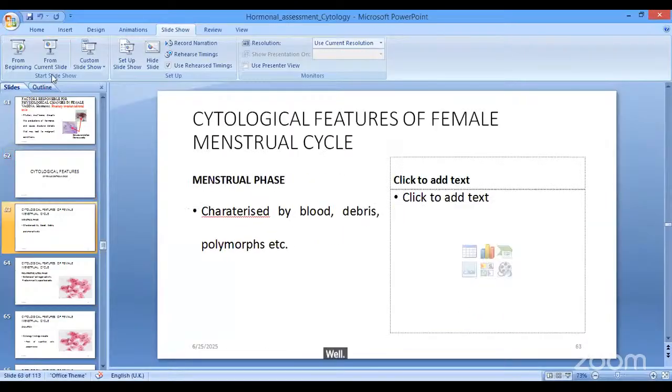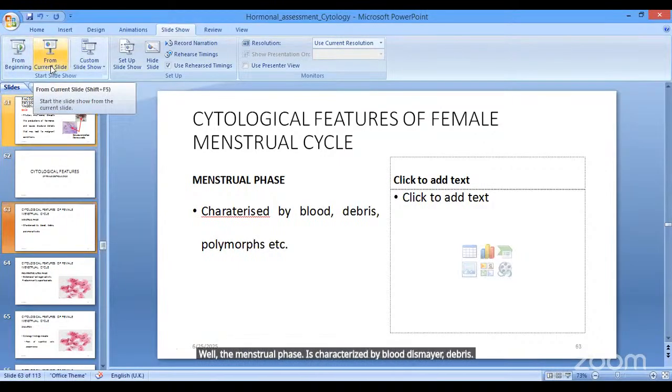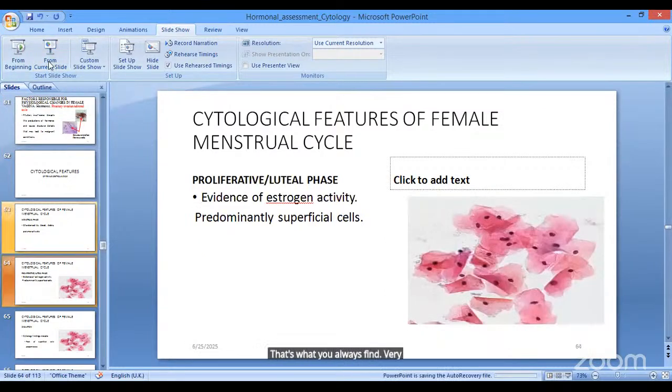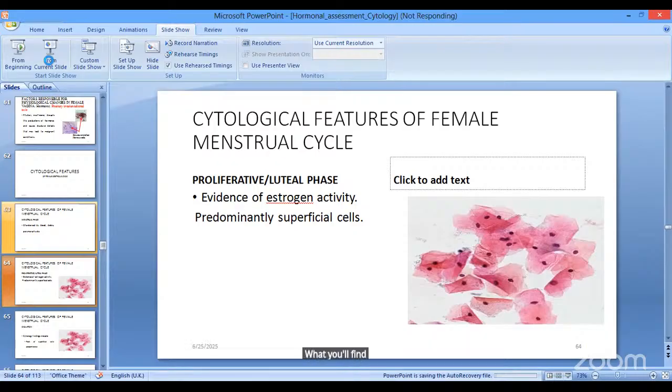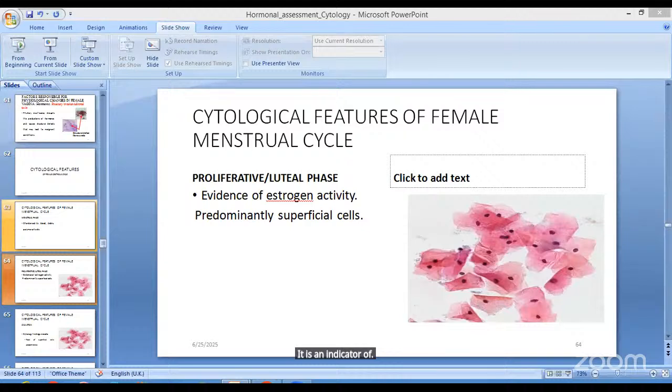Well, the menstrual phase is characterized by bloody smear, debris, polymorphs, dirty background. That's what you always find. Very dirty. The proliferative phase, which I always call the estrogen phase, is the evidence of estrogen activity. What you find is predominantly superficial cells. When you find predominantly fully mature cells, you know that it is an indicator of estrogen activity.